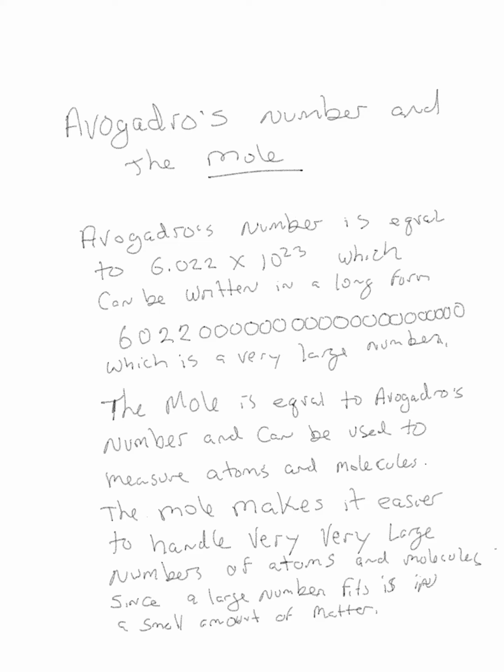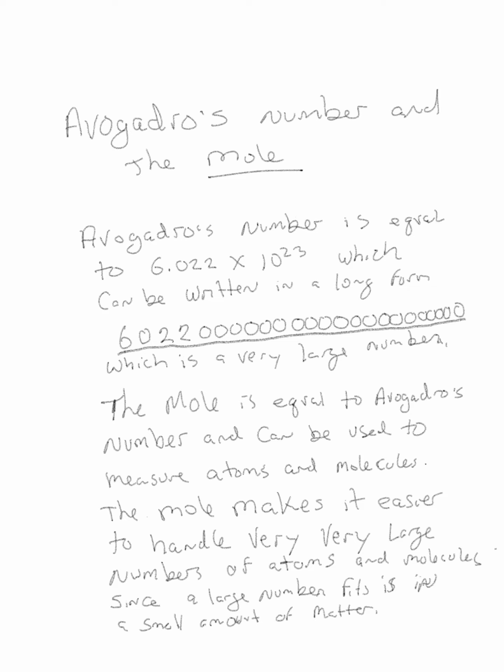Unit 3, Part 2. In this unit, we're going over Avogadro's number and the mole. So first of all, Avogadro's number is equal to 6.02 times 10 to the 23rd. And if we write this out in long form, you can see this number here. It's a very large number, and so we write it in scientific notation, 6.02 times 10 to the 23rd, because it is a very large number. But it's a very useful number, because 1 mole equals Avogadro's number.